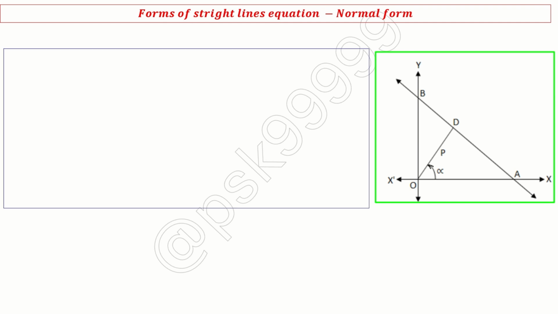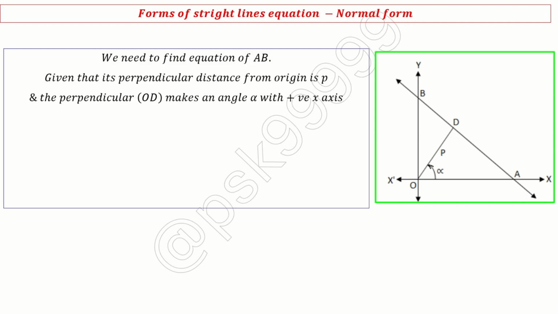Okay, how can we do that? This is actually simple. Given the perpendicular distance of the origin is P and the perpendicular OD makes an angle alpha with the positive x-axis, this is what is given. The equation of AB is this one. How did you get this one? This is very simple actually.